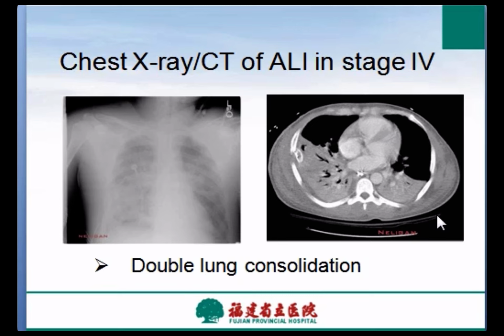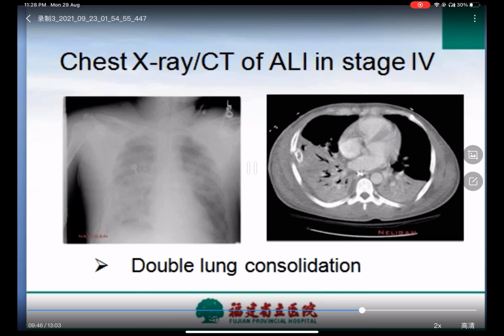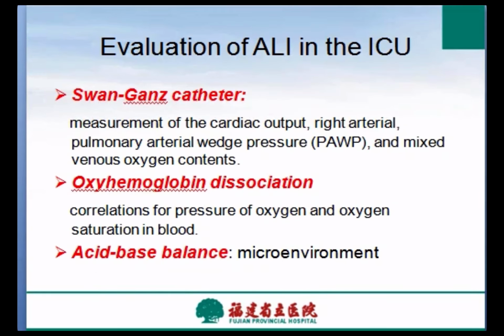These pictures are typical features for acute lung injury in stage 4. In these pictures, we can see the double lung consolidation and infiltrates. And once the disease develops to stage 4, the vast majority of patients require treatment in the intensive care unit. In the ICU, the Swan-Ganz catheter is usually used to evaluate the severity. Swan-Ganz catheter is often located in the pulmonary artery.